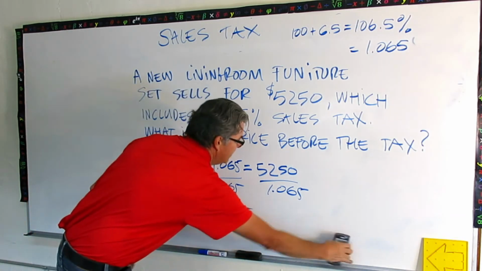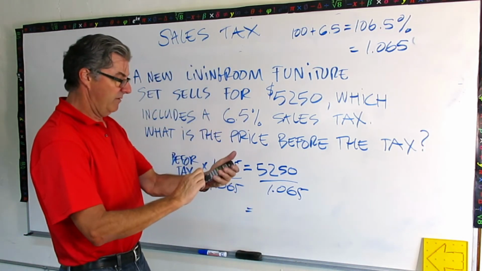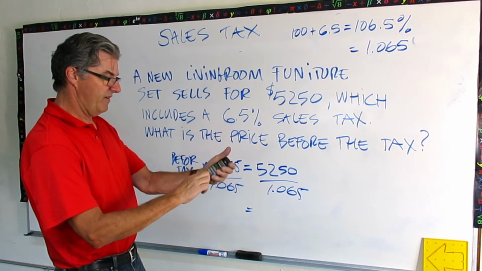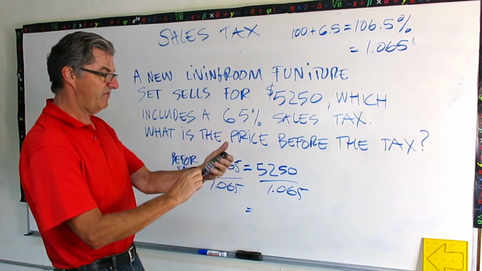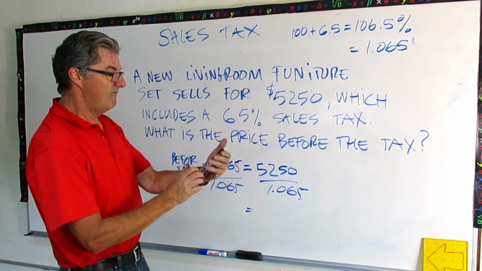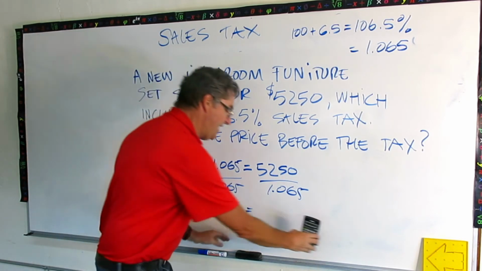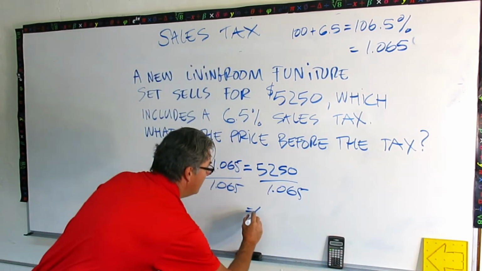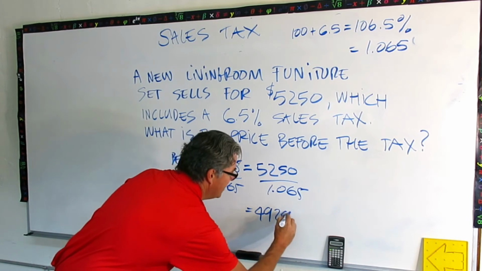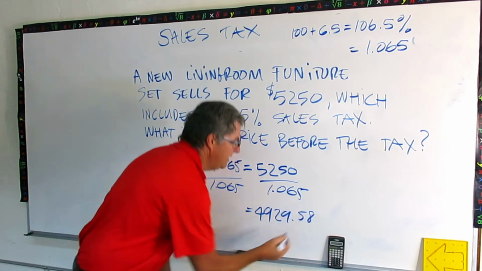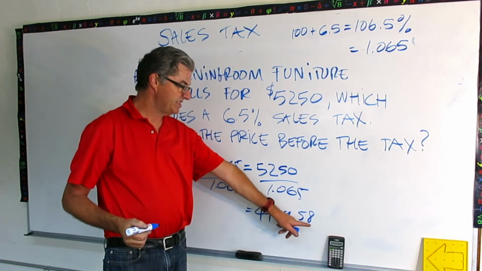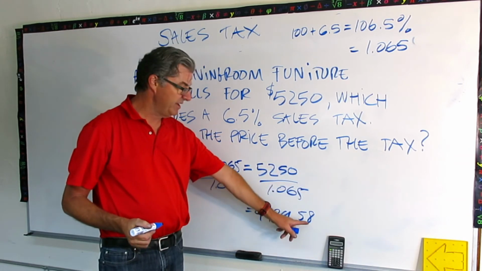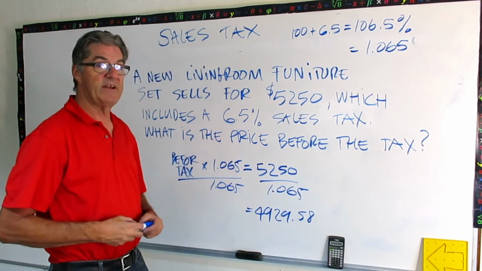Pull out my calculator. 5250 divided by 1.065 is going to give me 4929.58. Now actually on my calculator it was 57 and so on, but I rounded it to 58. So do round up your final penny.